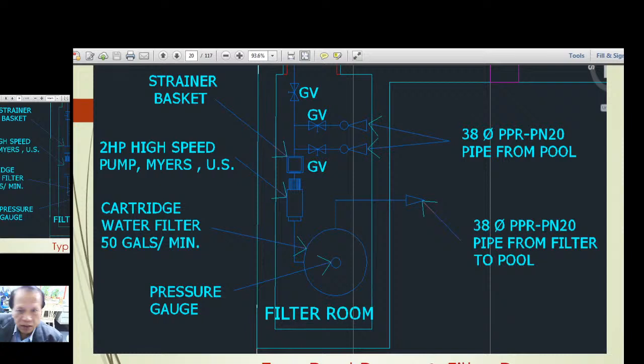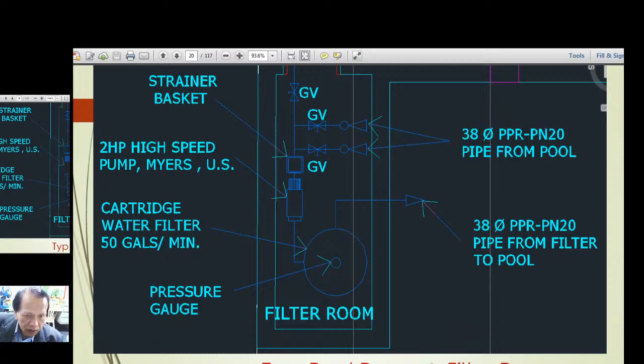Okay, and here is the pump room, where on the right side here is the pipe from the pool. Here, the pipe from the pool, 38 diameter PPR. And then here is the 38 diameter PPR pipe from filter to the pool. So that is the one going to the pool, and this is the one coming from the pool. Then here at the bottom is the filter room.